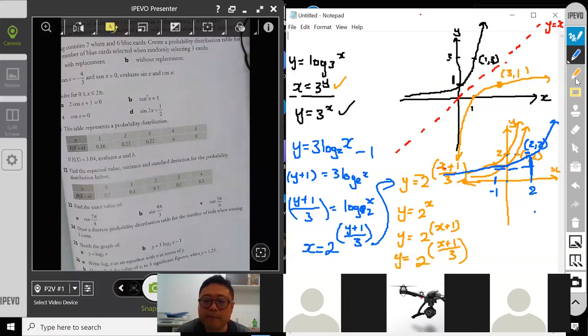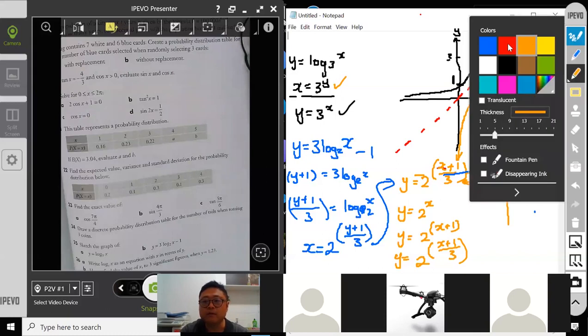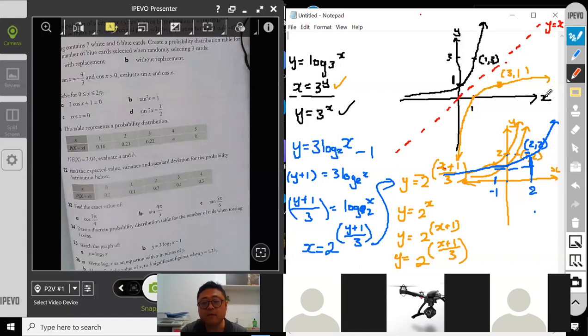Everyone okay with that? Cool. But that is not your curve. That is the inverse function of your curve. So your actual curve will be a mirrored image about y equals x. So it's probably going to look something more like that. Does that make sense?